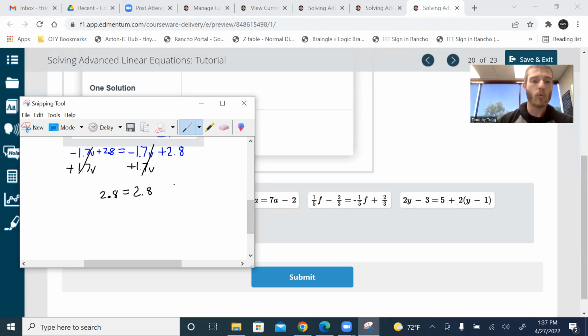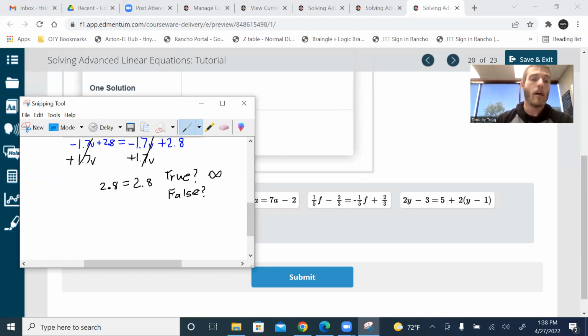Well, is this true? Or is it false? So if it's a true statement, then it's going to have infinitely many solutions. Okay. So if you end up with something where it's a true statement and there's no variables here, all the variables cancel, and you have a true statement, then you're going to have infinitely many solutions. If you end up with a false statement here, you'll have no solution.